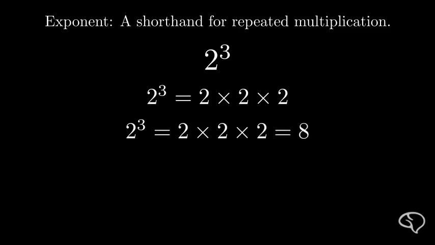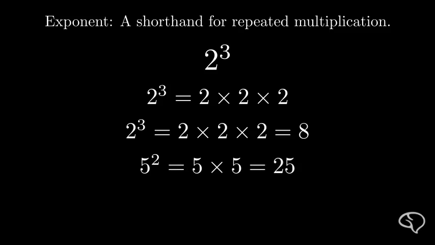Let's try another one. What about 5 to the power of 2? Here, the base is 5 and the exponent is 2. This means we multiply 5 by itself 2 times. 5 times 5 equals 25. So 5 to the power of 2 is 25.